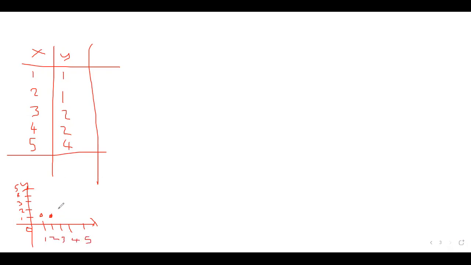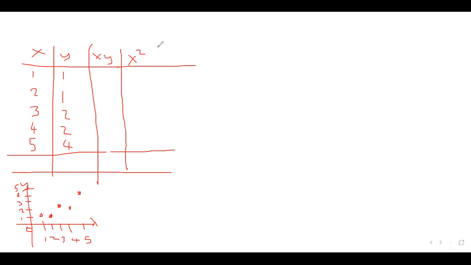This is 3, 2, 4, 2, and 5, 4. So you can see that this is an upsloping curve. Now, to come up with a regression equation, you need to fill up these columns as follows: x squared there and y squared there.